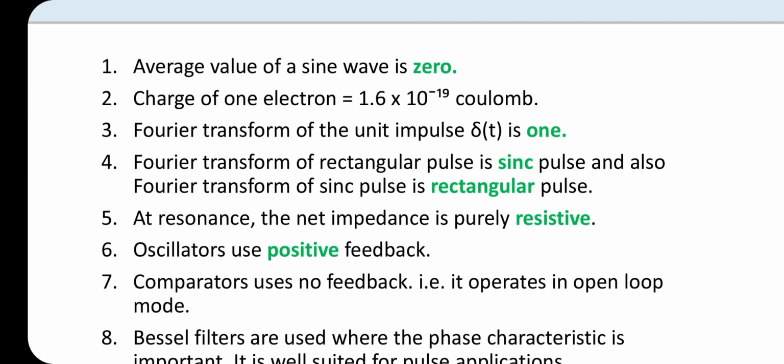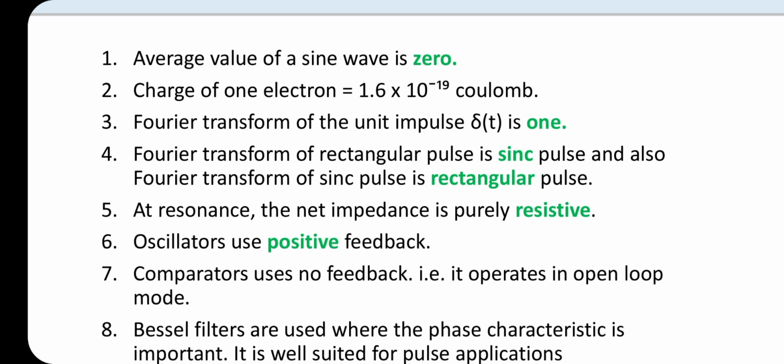First one, average value of a sine wave is 0. Charge of 1 electron equal to 1.6 into 10 raised to minus 19 coulomb. Fourier transform of the unit impulse is 1. Fourier transform of rectangular pulse is sinc pulse, and also Fourier transform of sinc pulse is rectangular pulse. At a resonance, the net impedance is purely resistive.